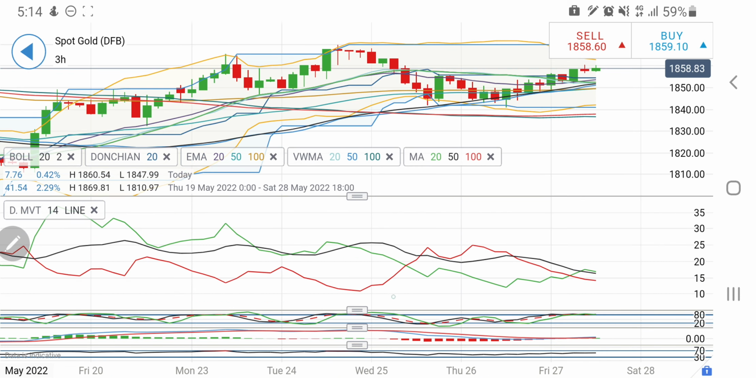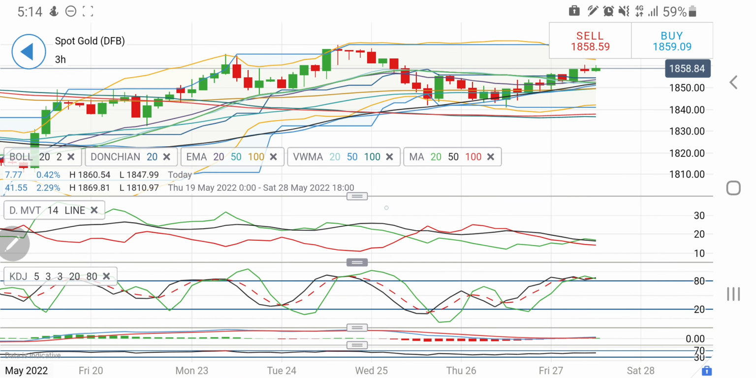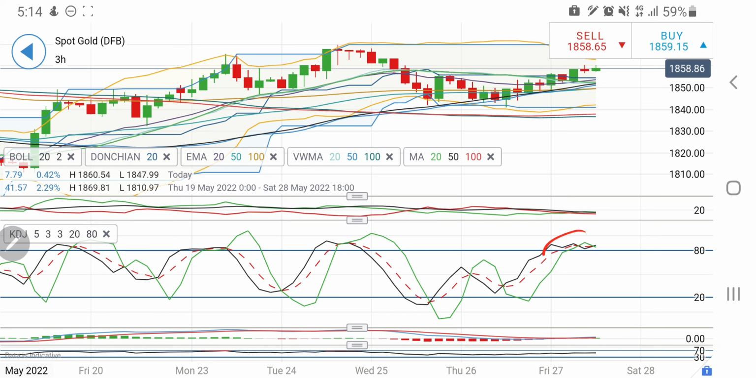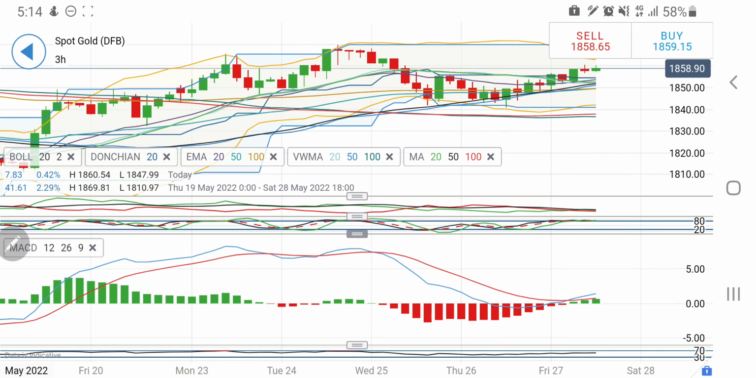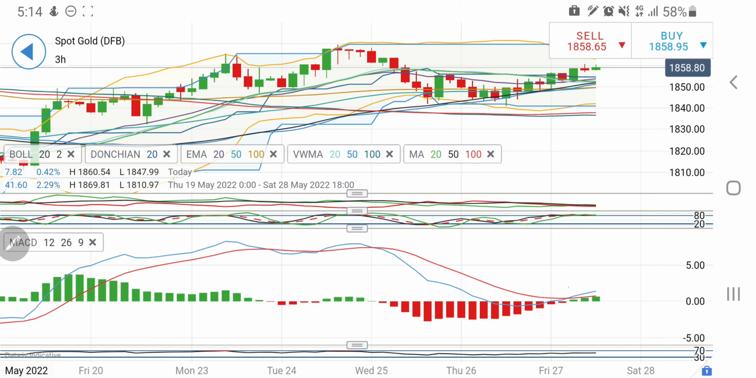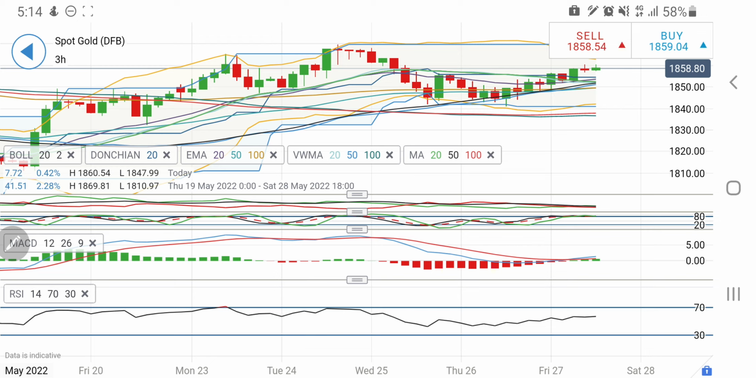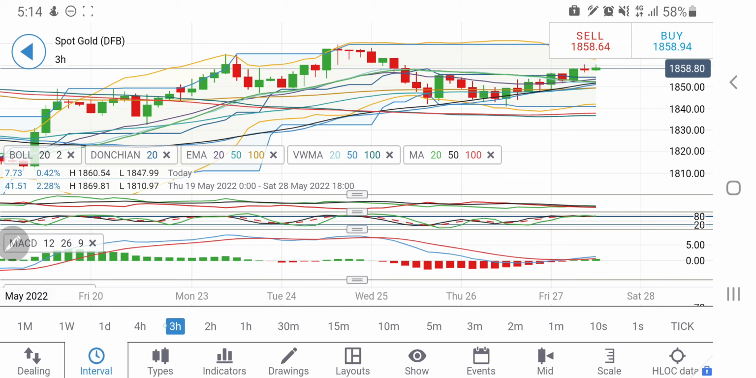And if you look at the 3-hour chart, the directional movement is bullish. The stochastic is overbought, hence there is a probable chance of reversal. And if you look at the MACD, it has just crossed over. It is divergent and indicating bullishness. So 2 indicators indicating different views there, different perspectives. RSI trading flat.